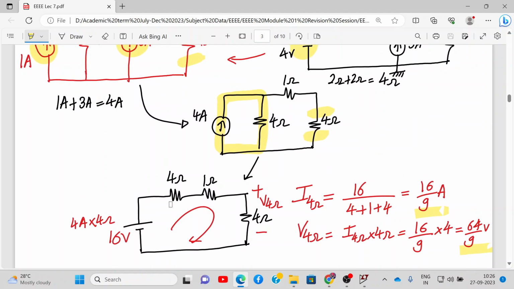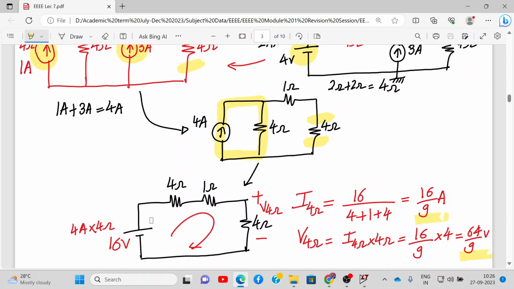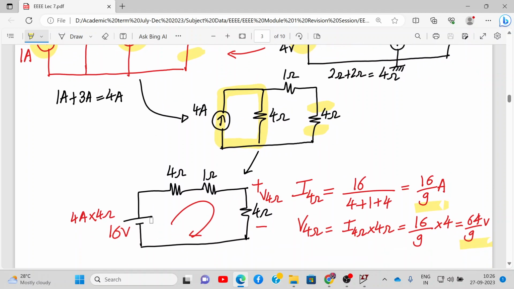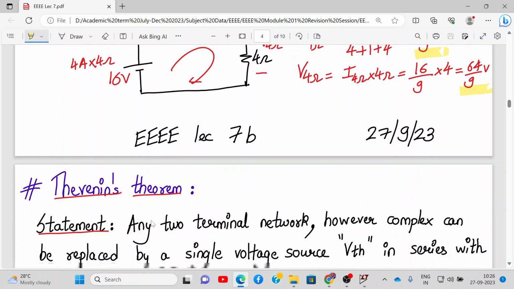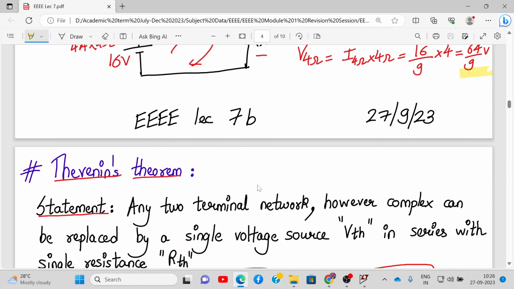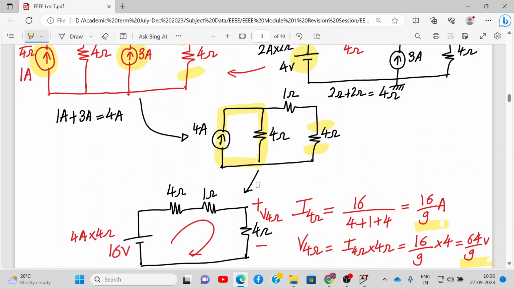We can simplify the network either into a voltage source in series with a resistance or a simple current source in parallel with a resistance. All right. So this we complete over here, lecture number 7A. Next time we will start with lecture number 7B, and we'll start with Thevenin's theorem. So until then, have a good day and thank you.